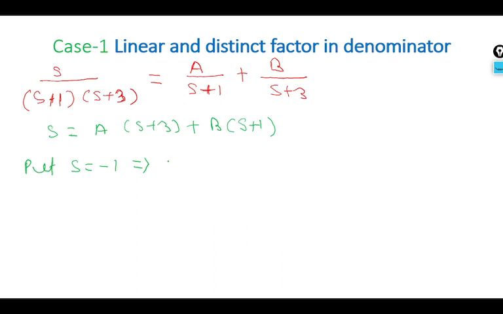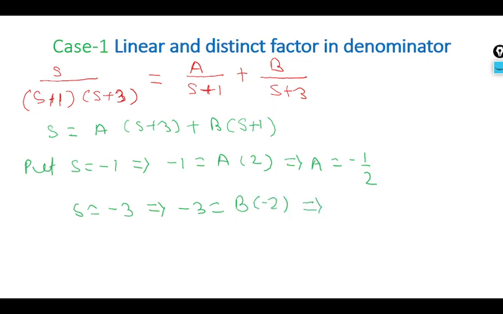If we put s equal to minus 1, what happens? We get minus 1 is equal to a times (minus 1 plus 3), which is 2, and the b term is (minus 1 plus 1), which is 0. So we get a directly. A becomes minus 1 by 2. Now if we put s equal to minus 3, we can make the coefficient of a 0. So we get minus 3 is equal to b times (minus 3 plus 1). Minus 3 plus 1 is minus 2. So we get the value of b as 3 by 2.